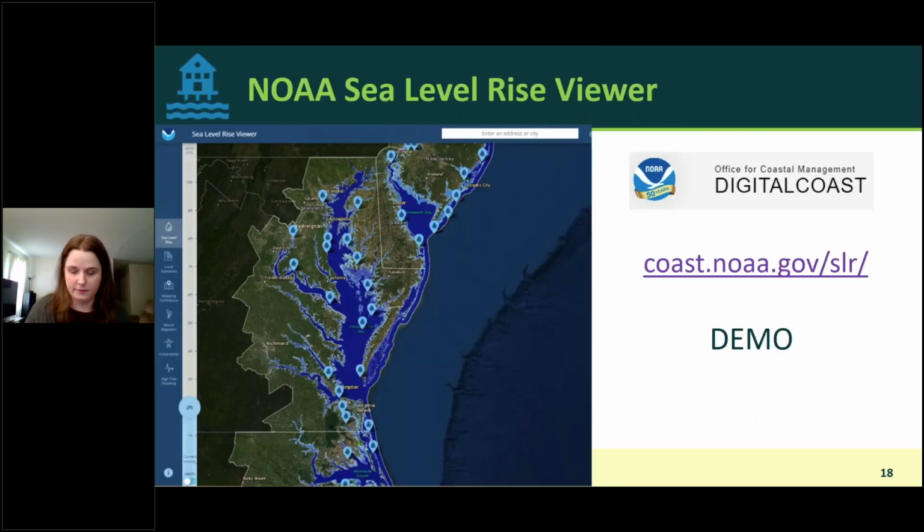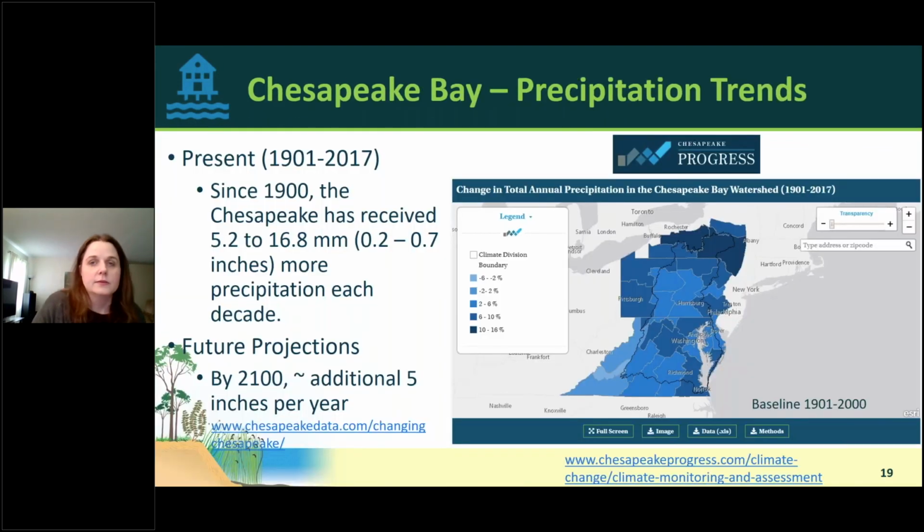So we deal with flooding from sea level rise, but precipitation is an issue as well. As I mentioned, Chesapeake Bay is going to be much wetter. We are seeing a change in total annual precipitation in the Chesapeake Bay watershed. For the upper part of this watershed in the New York area, they're seeing increases of anywhere from 10 to 16%. And these are current increases from a baseline.